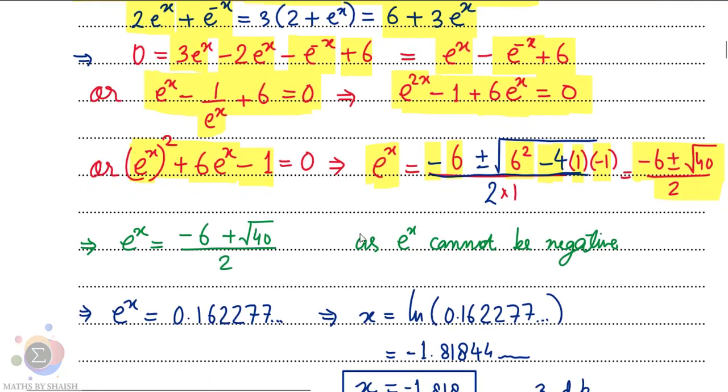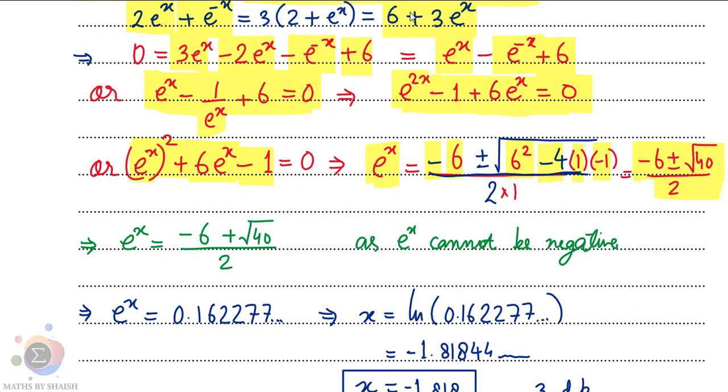So the next thing is e^x. We know the e^x graph is going to be like this. The e^x graph will never go below the x-axis. If it never goes below the x-axis, it means e^x can never be 0. So e^x has to be minus 6 plus root 40 over 2. We cannot take the minus, otherwise it would be negative. So e^x cannot be negative. That's why only one solution would be there.